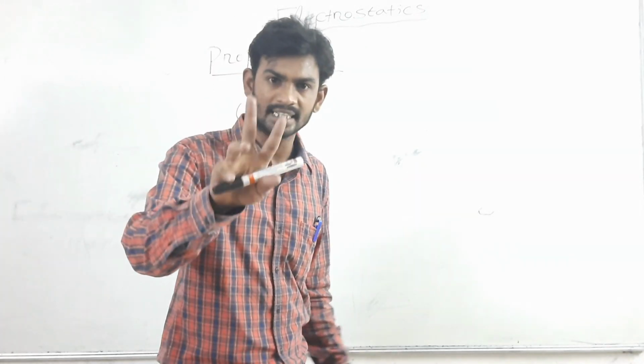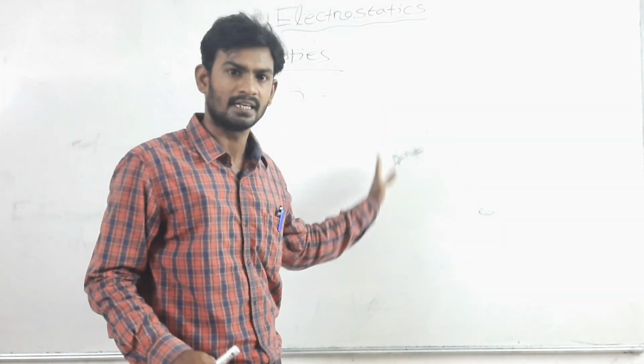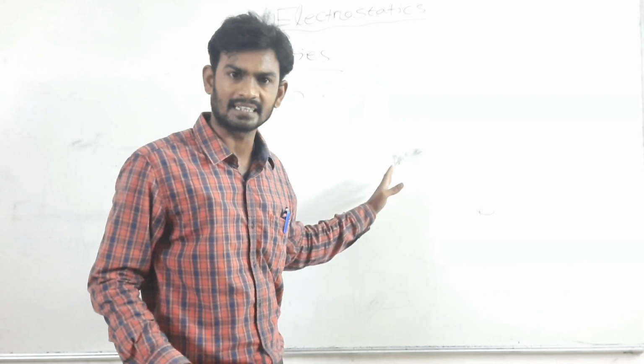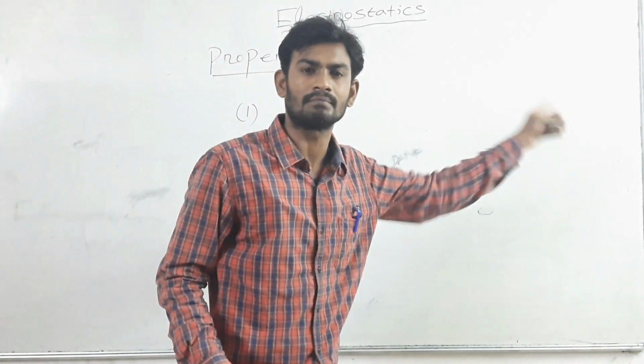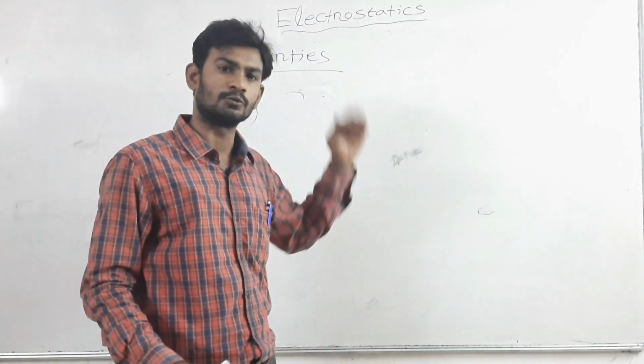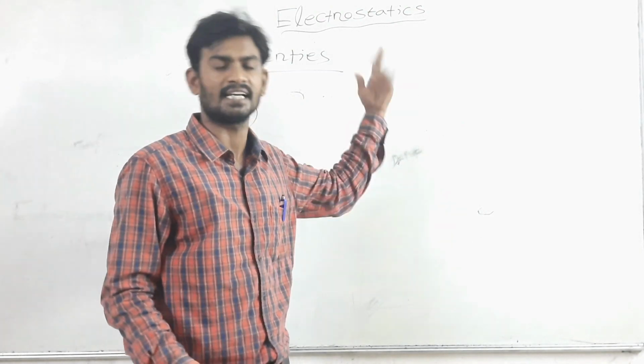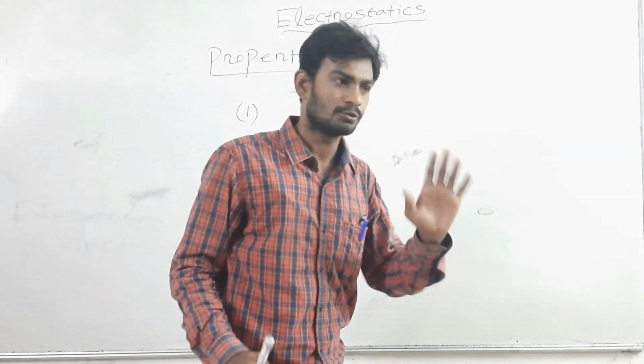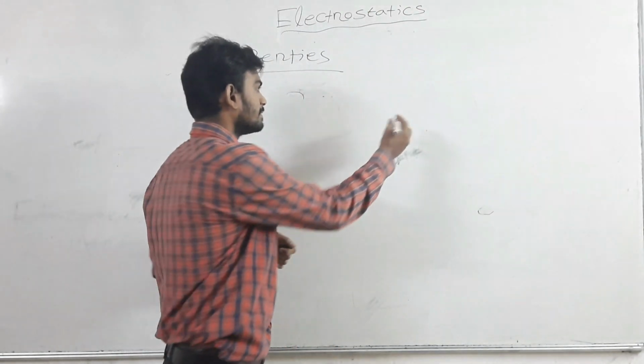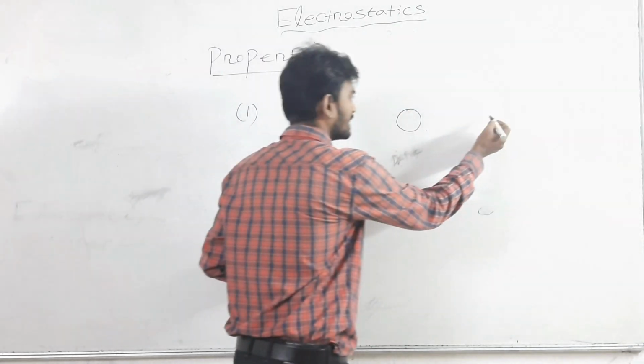There are two elementary charges, electron and proton. What is the charge of the electron and proton? 1.6 into 10 to the power minus 19 coulomb. But proton has positive charge and electron has negative charge. So there are two types of charges, positive and negative.